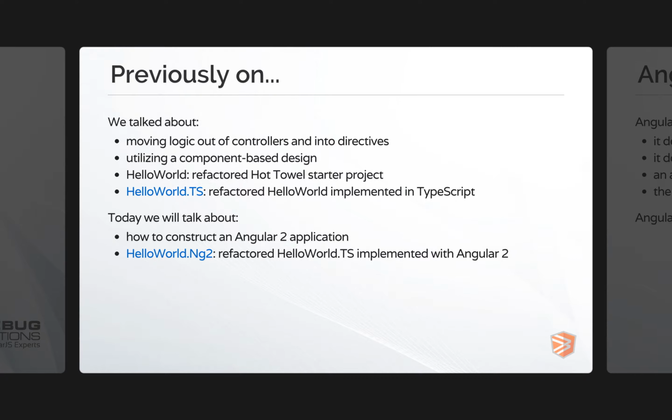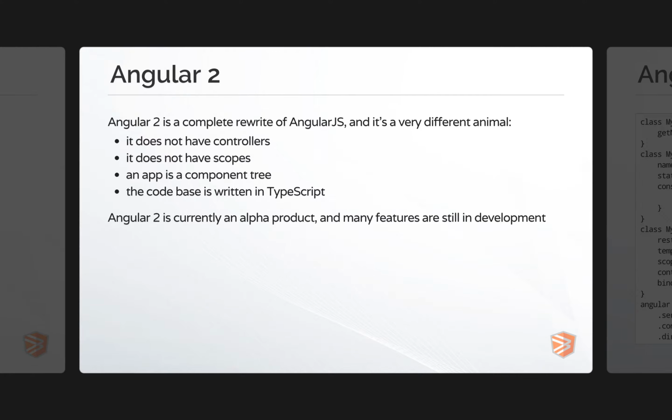And we're going to step through some of it and see the basics of how to construct an Angular 2 application. So to recap, Angular 2 is a complete rewrite of AngularJS. It doesn't have controllers, it doesn't have scopes. An application is just a component tree, so each component knows about its child component, so there's no registering modules with Angular. And the code base itself is written in TypeScript for Angular.